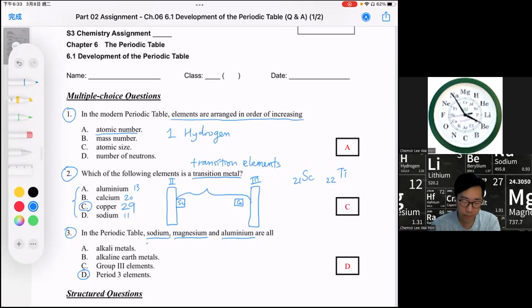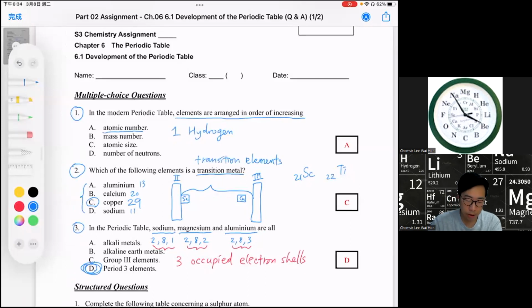For a sodium atom first, the electronic arrangement is 2,8,1. How about magnesium? 2,8,2. And then for aluminium, 2,8,3. Okay, so what is in common? They are in common in one way. All these 3 atoms have 3 occupied electron shells. And therefore, they are all period 3 elements.